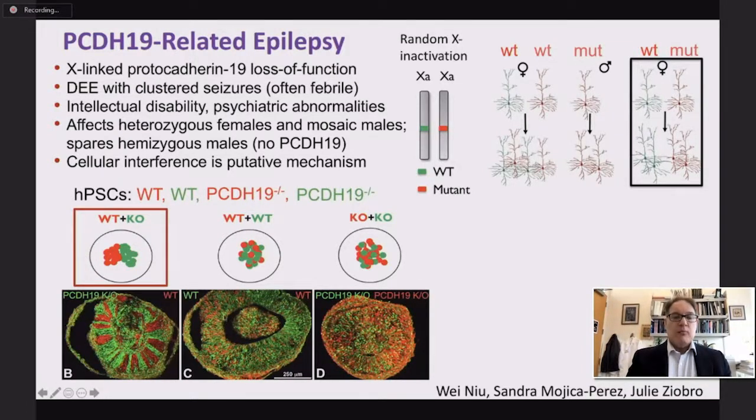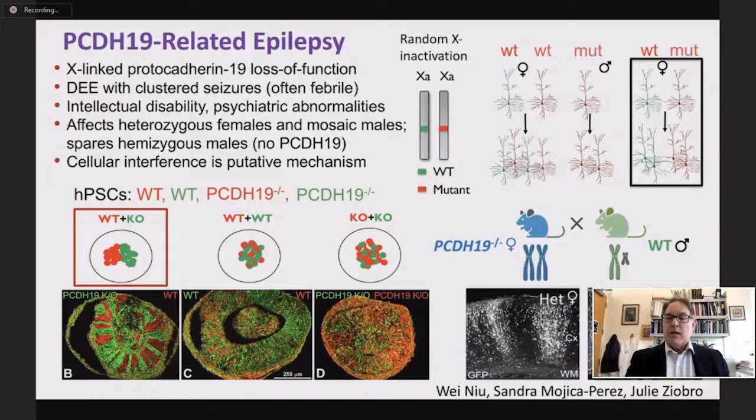The wild type with wild type interact normally, the knockout with knockout interact normally, but when you have knockout mixed with wild type, the cells don't interact and you get stripes of red or green cells, but not mixed, suggesting that we can replicate this cellular interference.